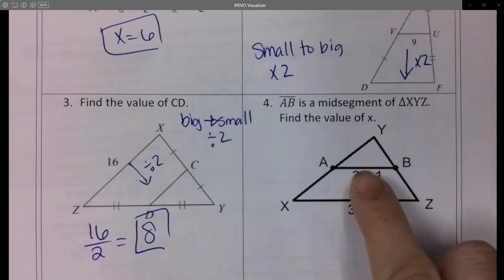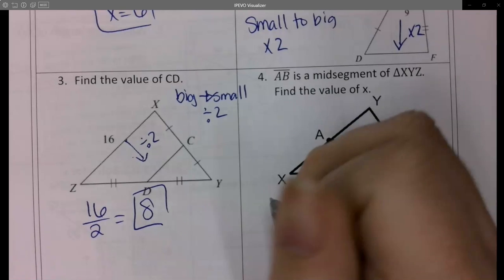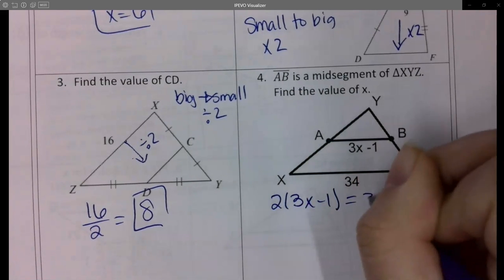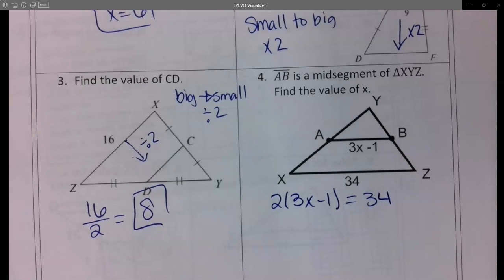So 2 of the middle pieces will equal 1 of the big pieces. So what I can do is 2 times 3x minus 1 equals 34 to set up an equation for number 4.